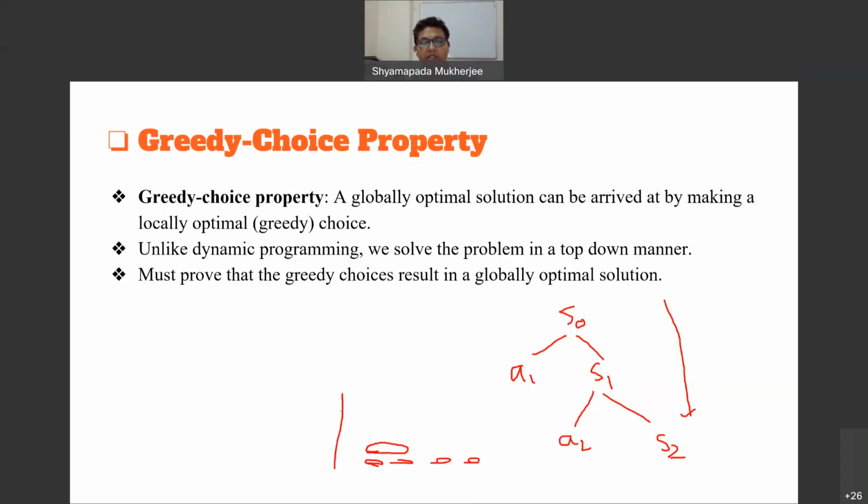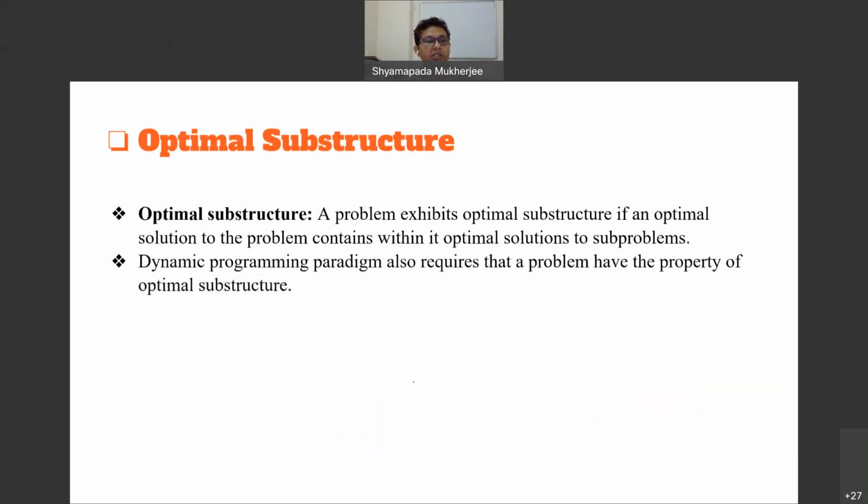So in dynamic programming, we use bottom up, or we can use the memoization top down approach. But even in the memoization top down approach, we solve the smaller problem first, and then we can obtain a solution to the bigger problems. So this is the difference. And greedy choice property, as I said, gives a globally optimal solution by choosing locally optimal solutions.